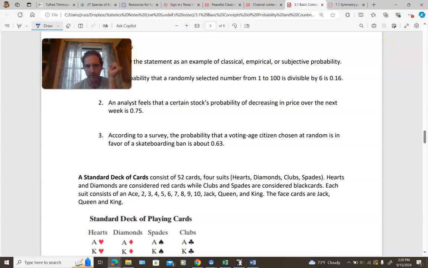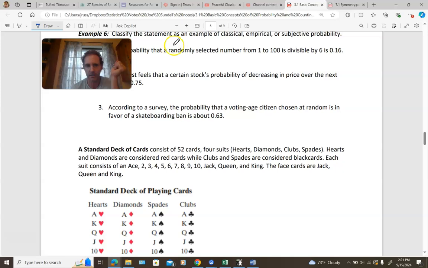Let's just continue here. It says classify the statement as an example of classical, empirical, or subjective probability. Okay, so number one, the probability that a randomly selected number from 0 to 100 is divisible by 6 is 0.16. This is classical, guys, or theoretical, however you want to word it, because we can calculate the probability without doing any experimentation.